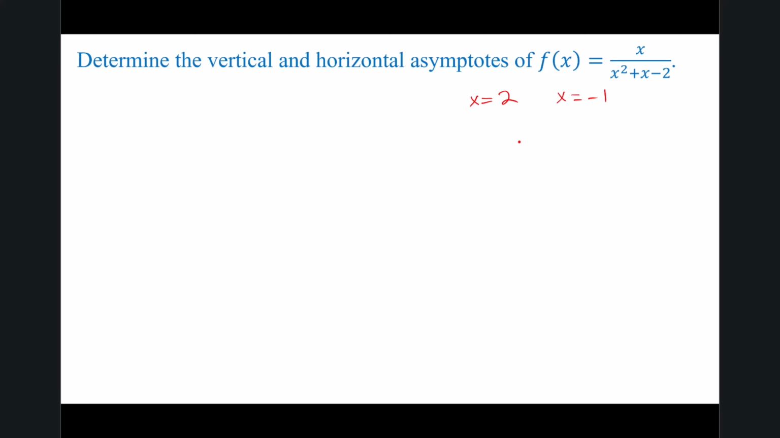For the horizontal asymptote, we look at the degree of the numerator and denominator. The numerator has degree 1. The denominator has degree 2. So the numerator has a smaller degree, and our horizontal asymptote is y equals 0.